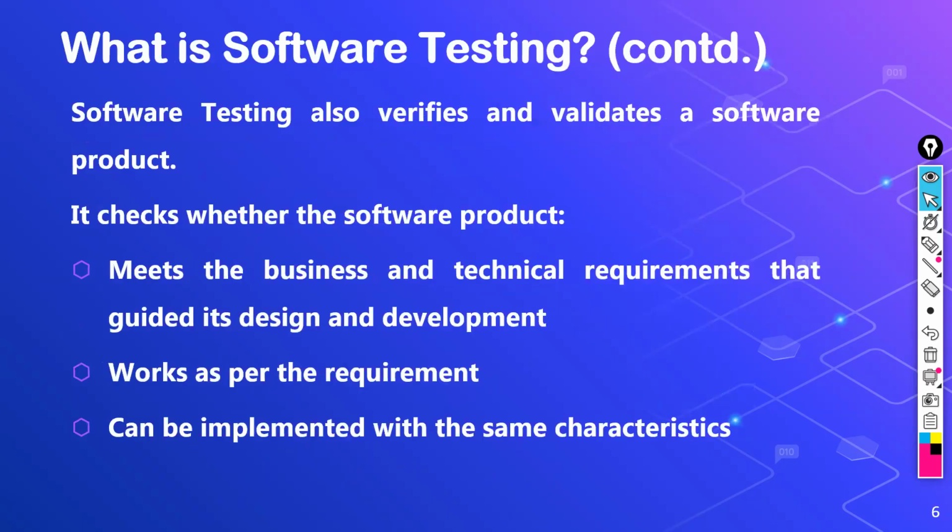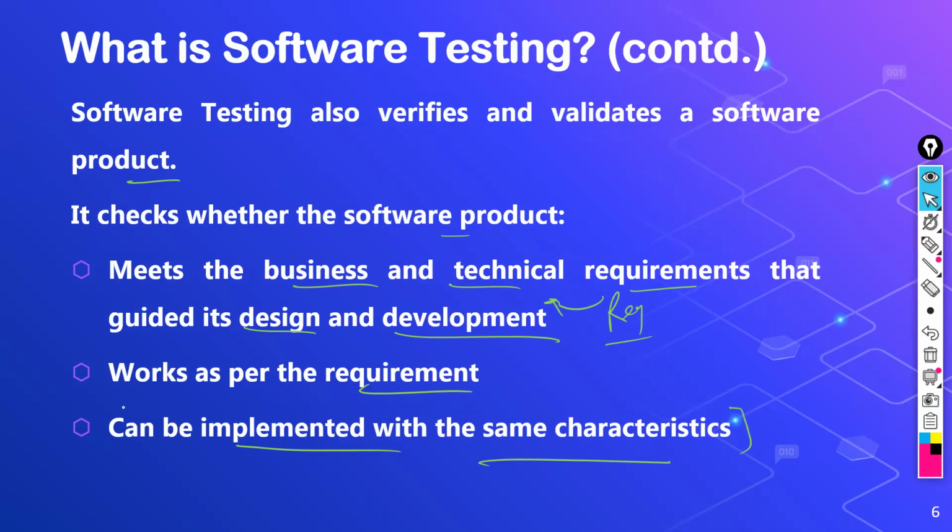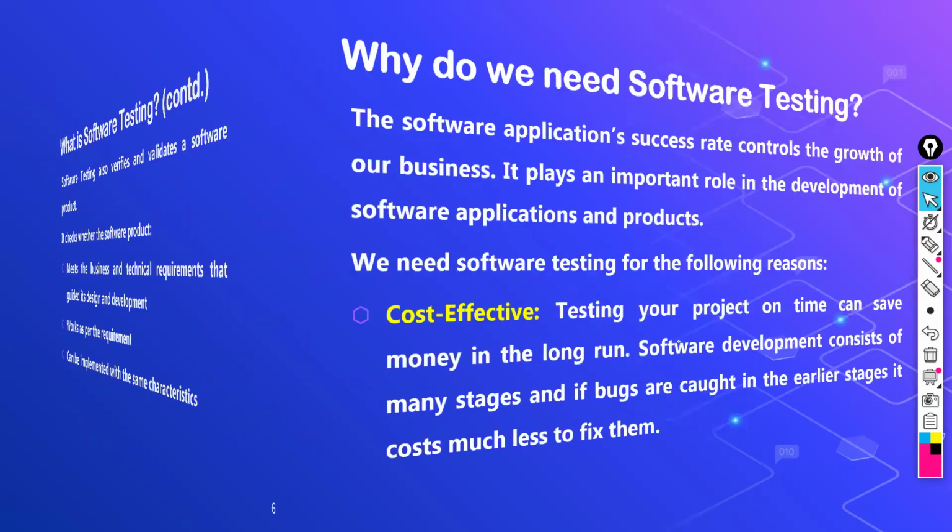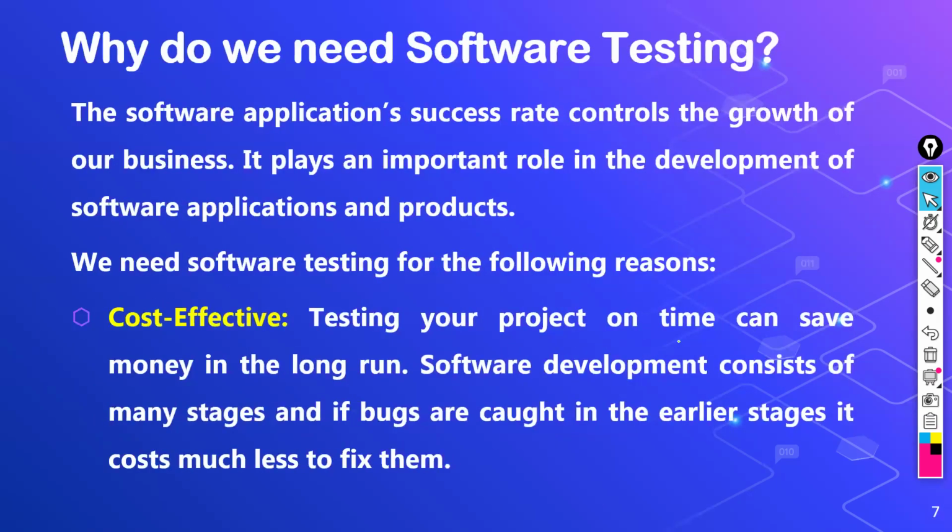Why do we do it? So that we can verify and validate a software product. We'll check whether it is meeting the business and technical requirements. All these requirements have guided its design and development, because the same requirements have been used. It should be working as per the requirement and implemented with the same characteristics. So it's all about requirement.